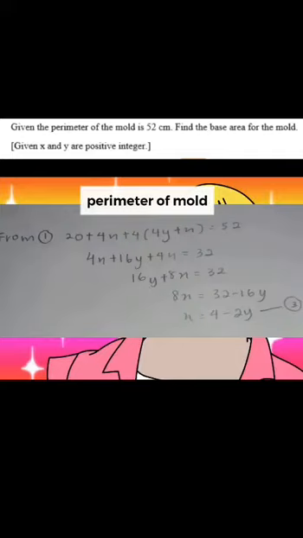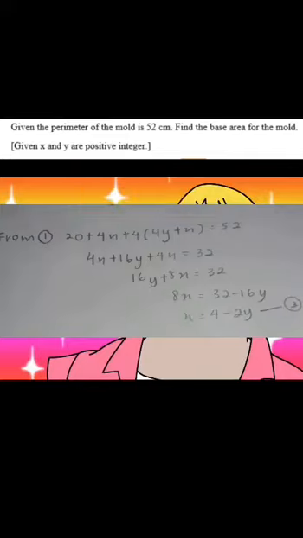Then, from our first equation, we'll make a third equation. 20 plus 4x plus 4 bracket 4y plus x equals 52. We simplify it to make our third equation. We can put x or y as subject of the formula, but for an easier way, I've put x. Then we get x equals 4 minus 2y.